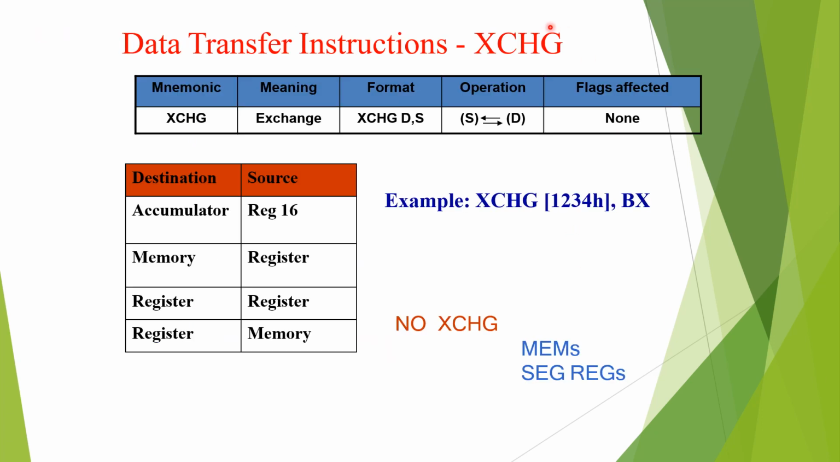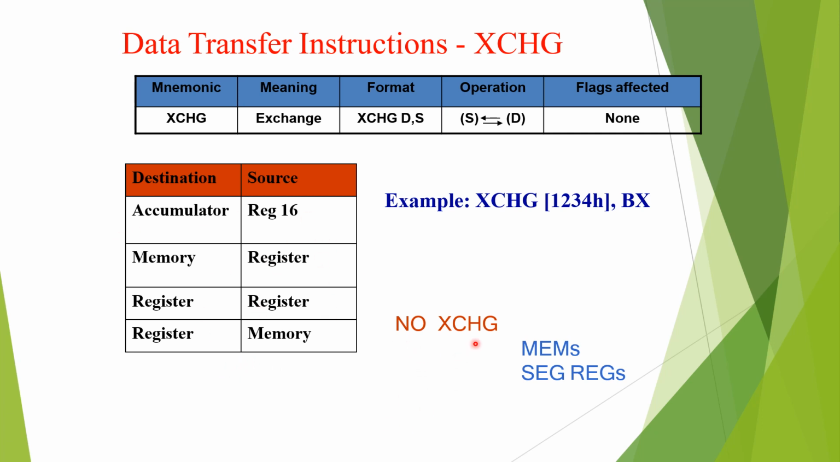And the next instruction is exchange, XCHG. This is the mnemonic for the exchange instruction. Here you can exchange the data from a source to destination and destination to source. Okay, this is mutual copying. Here we have the possibility of copying or exchanging the data between accumulator to a 16-bit register and memory to a register. Register to register exchange is also possible, and register to memory is also possible. So these are the combinations where you can exchange the data between.